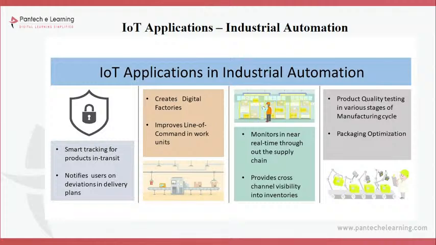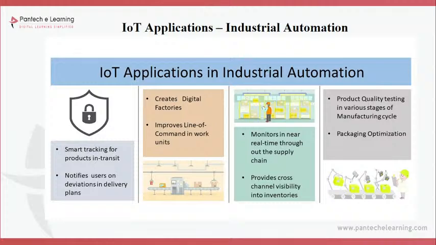So we'll get notifications based on deviations in delivery plans in digital factories, for improving some lines of command in the work units. In food supply chains, monitoring happens in near real time throughout the supply chain. When food is supplied from one place to another, in industries there is an exchange of goods from one place to another. In that process, whenever rain is falling, the food may be affected. So they will inform us. We use this in food supply chains.